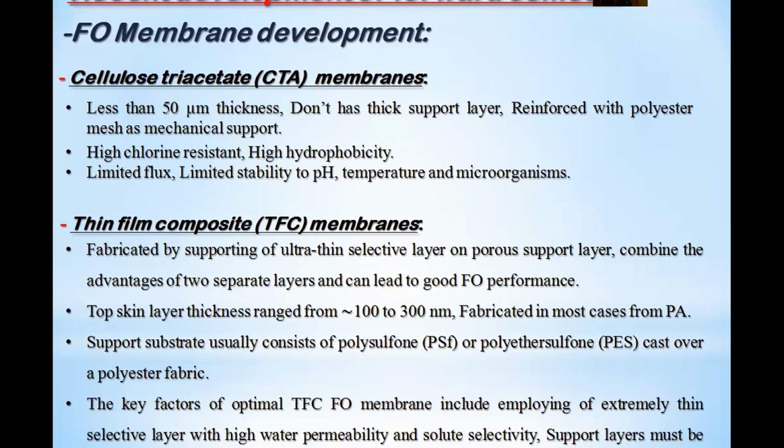fabric. The key factor of an optimal thin film composite forward osmosis membrane includes combining an extremely thin selective layer with high water permeability and solid selectivity. Support layers must be thin, highly porous, and minimally tortuous to diminish the ICP.